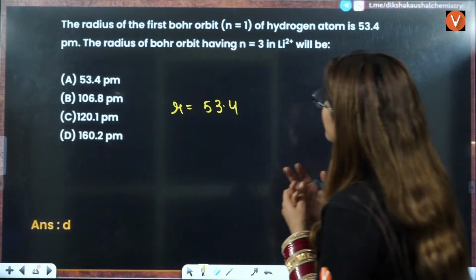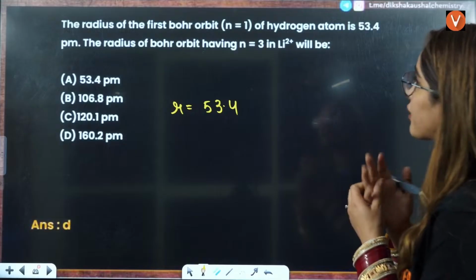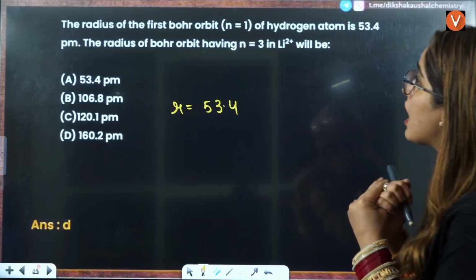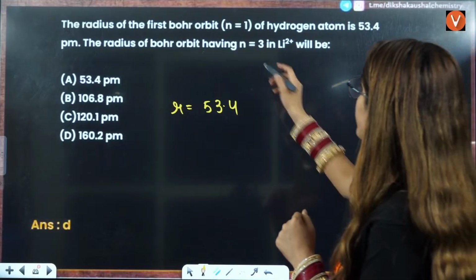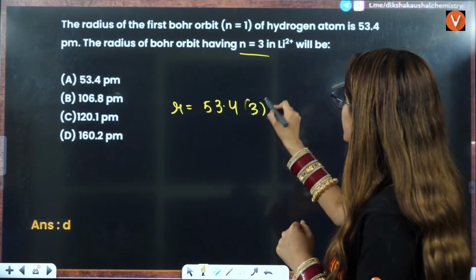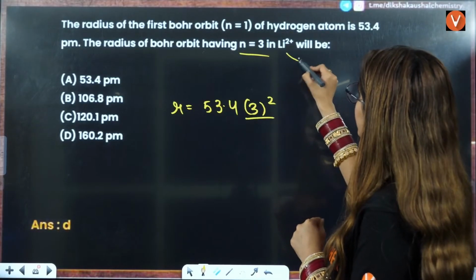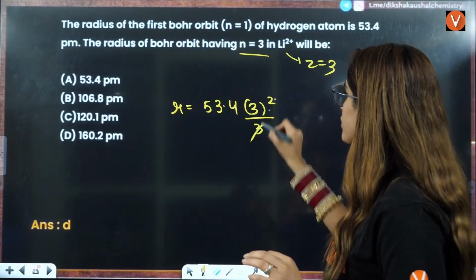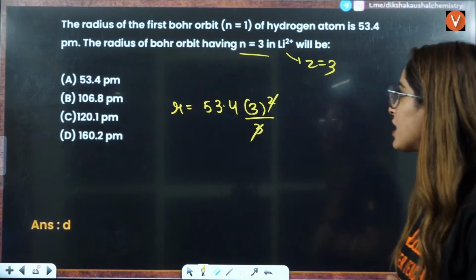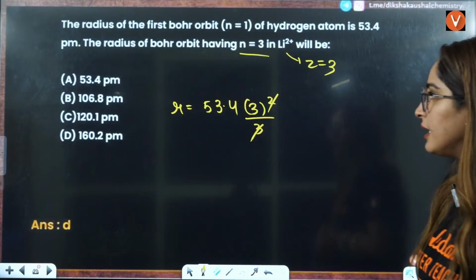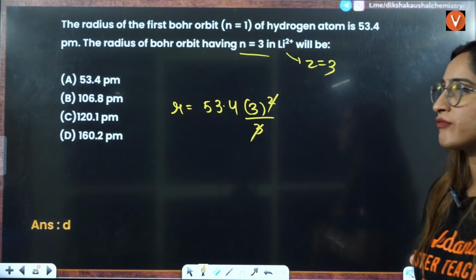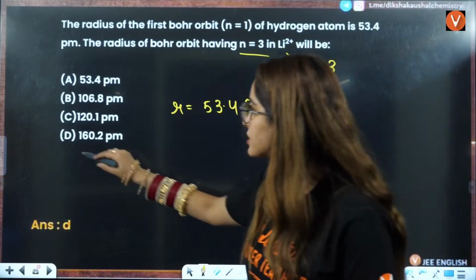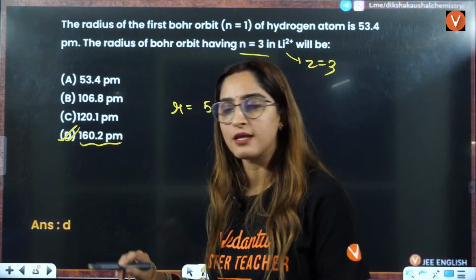Radius for the first Bohr orbit of lithium. They are asking you for the third Bohr orbit, that is 3 square. Z for lithium is hydrogen, helium, lithium, that is 3. So it is going to be 53.4 multiplied by 3, that is approximately 53150. So that is approximately going to be D, the correct answer.